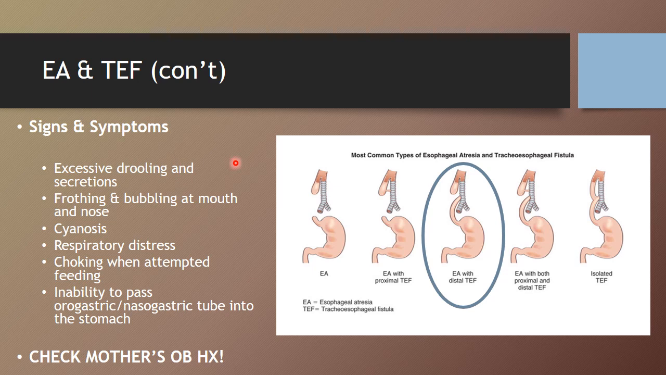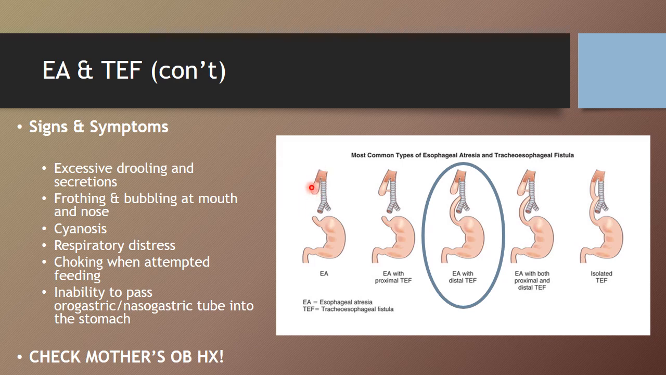All right, so signs and symptoms that you'll see: excessive drooling and secretions, very common. Frothing and bubbling at the mouth and nose because they're not going to be able to swallow these secretions. Cyanosis, respiratory distress for obvious reasons. I mean, more than likely they're going to be aspirating whatever's going in. Choking when attempted feeding, and this happens with every single feed. It's not just going to be one feed, it's going to be every single feed. And then an inability to pass an orogastric or nasogastric tube into the stomach because it has nowhere to go.